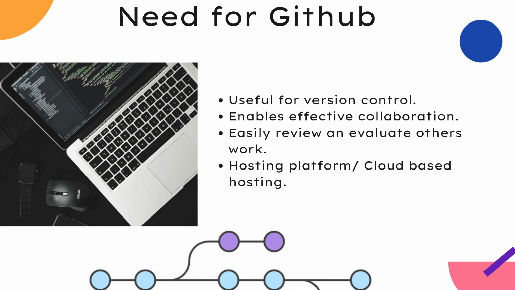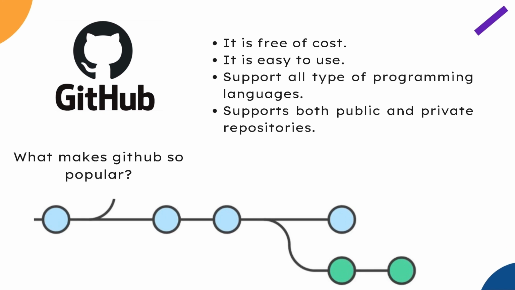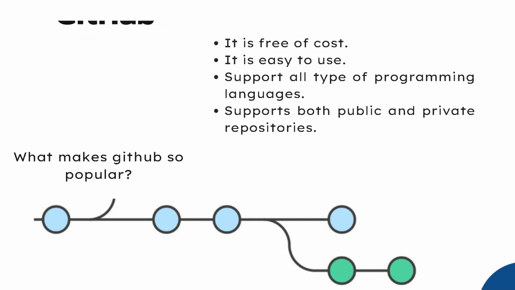So one question arises from here: what makes GitHub so popular? It's not the only platform of its kind, but it is the most popular solution today for hosting source code, because it's easy to use, supports both public and private repositories, is free of cost for most projects that operate on a small scale, and supports all kinds of programming languages. So till now, we know why we need to use GitHub. Moving onwards, we will understand what GitHub basically is.